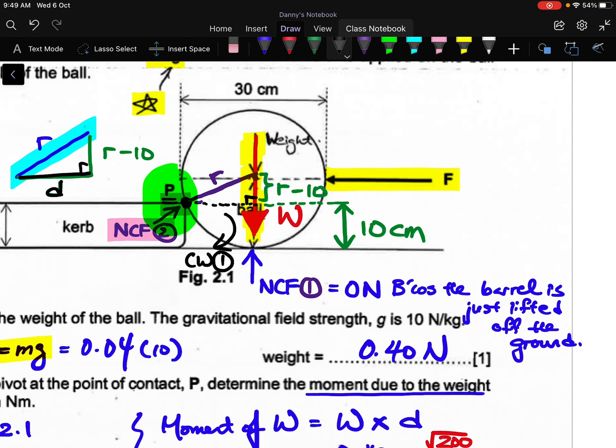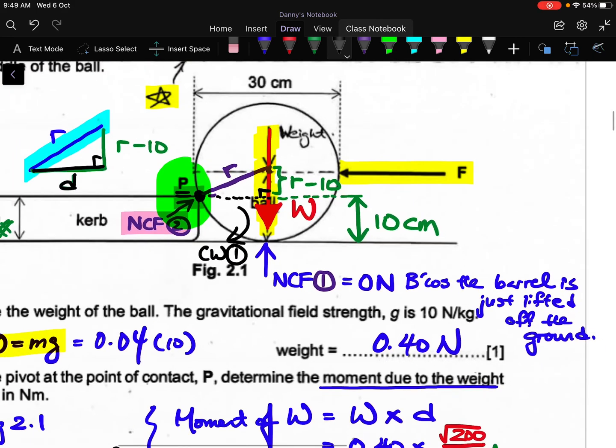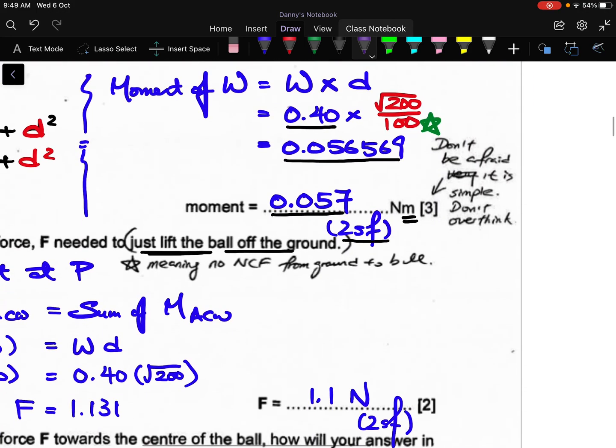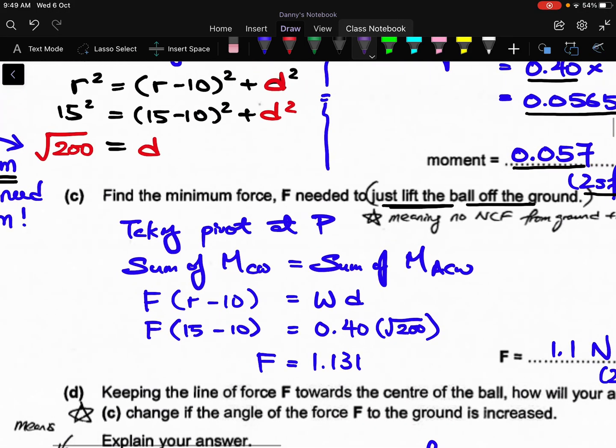And then if you look at the pushing force and this pivot here, I hope you are able to see that this force will produce an anti-clockwise moment. So I only have two forces that will cause a moment. Since the barrel is just lifted up, I know that this moment and this moment must be the same. In your presentation, it is important to highlight where the pivot is, and then don't forget it is the sum of clockwise moments equals the sum of anti-clockwise moments.